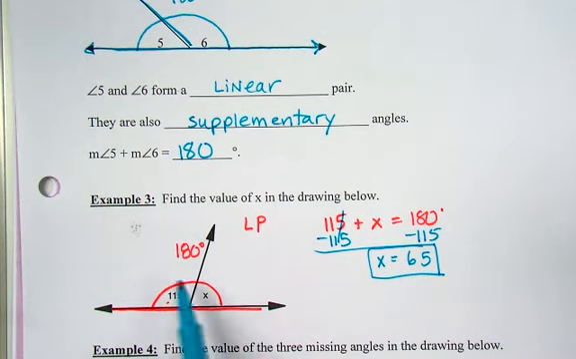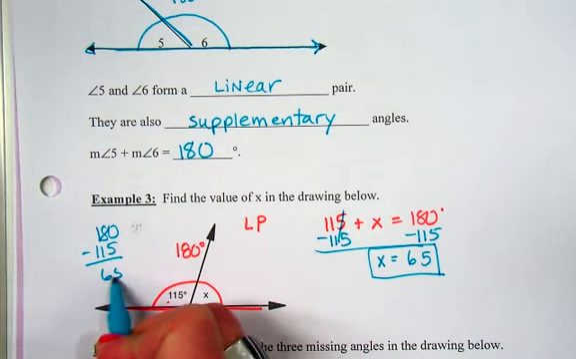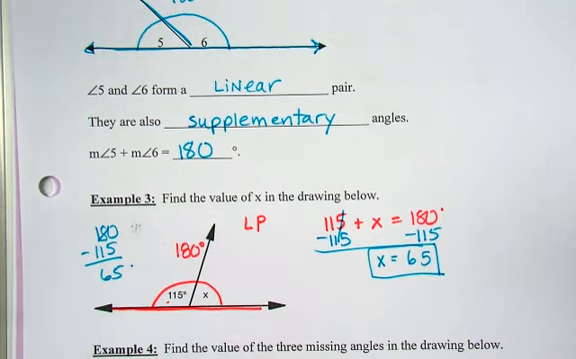There's another way, and the other way that some of you would just do this would be sort of the shorthand way. You'd say, well, the whole thing is 180. I want to find the missing one, so I would just do 180 minus 115, and you'd get your answer like that. And that's fine. You can just do it the short way, or you can actually set up the equation. When we have more complicated problems, it's going to be helpful to set up the equation.